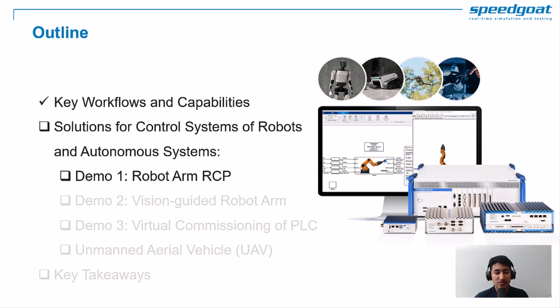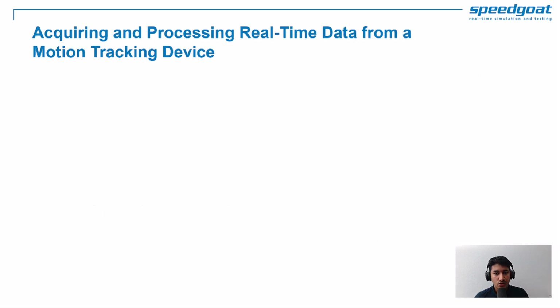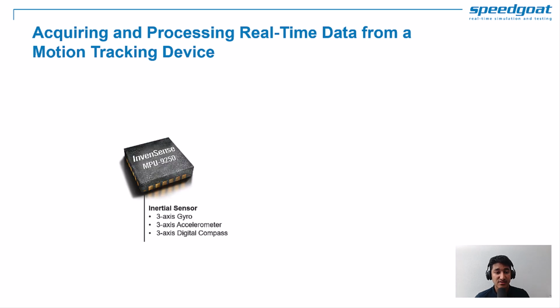The first demo is of a control design prototype for a robot arm. But before that, let's look at a workflow needed before you even start working on your control design prototype. When starting real-time testing, you often need to integrate new components like sensors and actuators and set up the required interfaces. More specifically, we will connect to an inertial sensor, perform real-time measurements and data pre-processing.